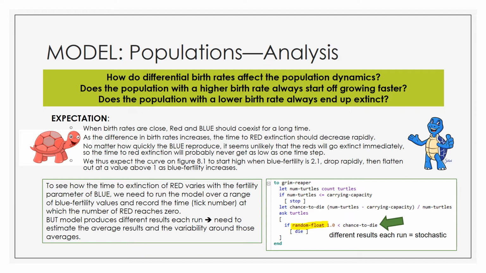Because the model produces different results each run, to really understand it, we need to estimate the average results and the variability around these averages. Modelers often do this the way that scientists study real systems that are highly variable, by executing experiments that include replicates of several different scenarios.